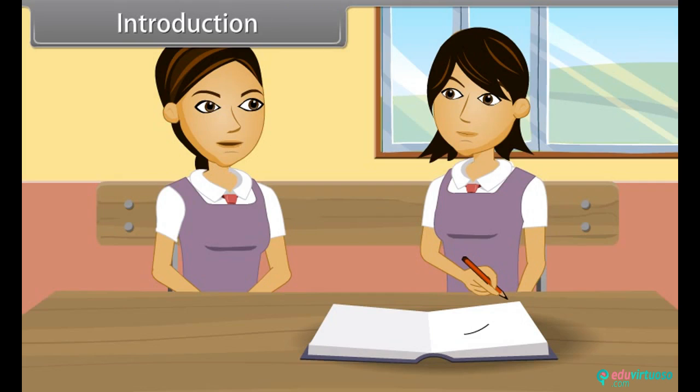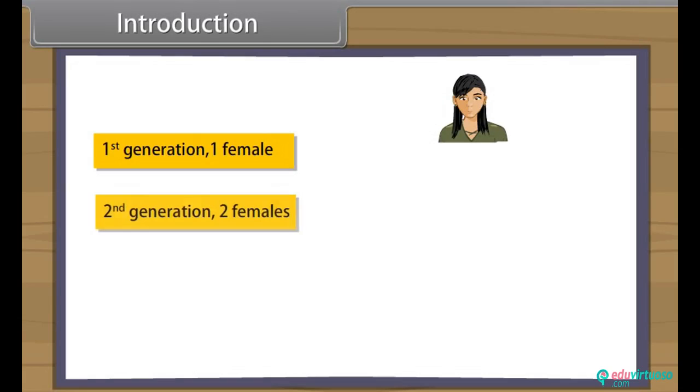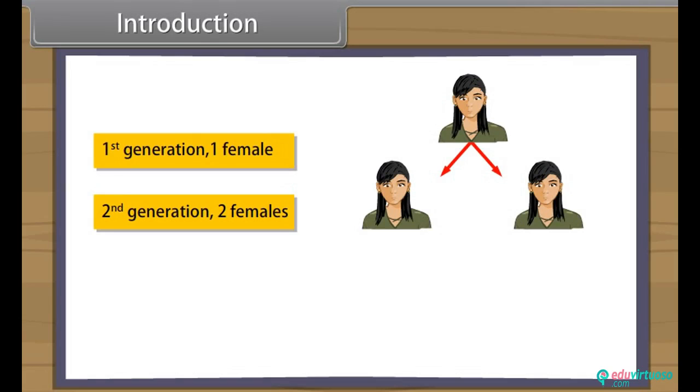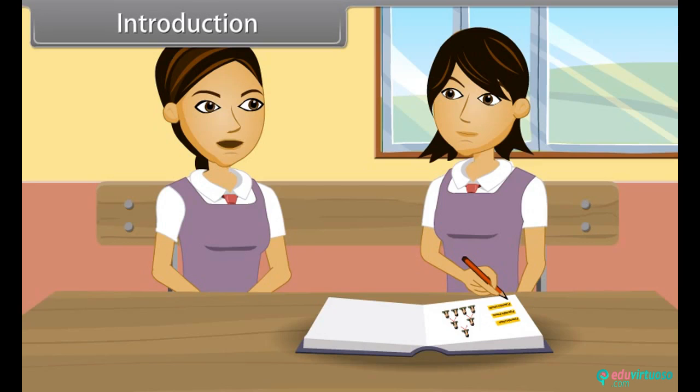There is a family in which every female of each generation has exactly 2 daughters. Okay, then? I have to find the number of females in each generation. Is it possible? Yes, it is possible, if the generation number is known. First generation, 1 female. Second generation, 2 females. Third generation, 4 females. Wow, that was so simple.